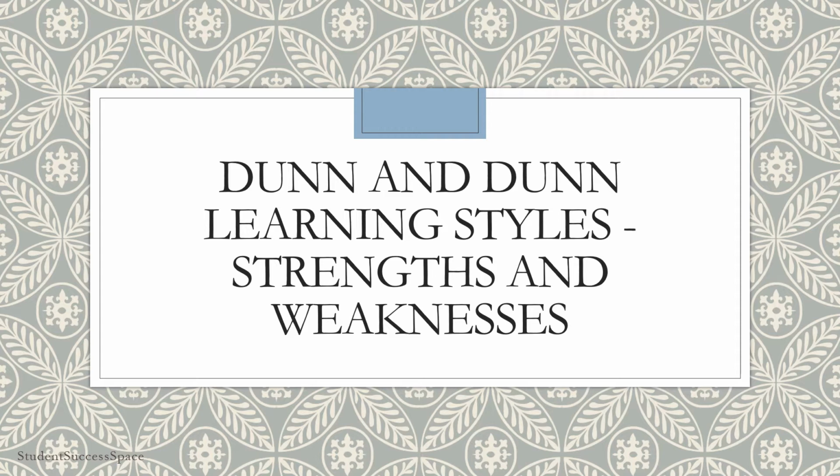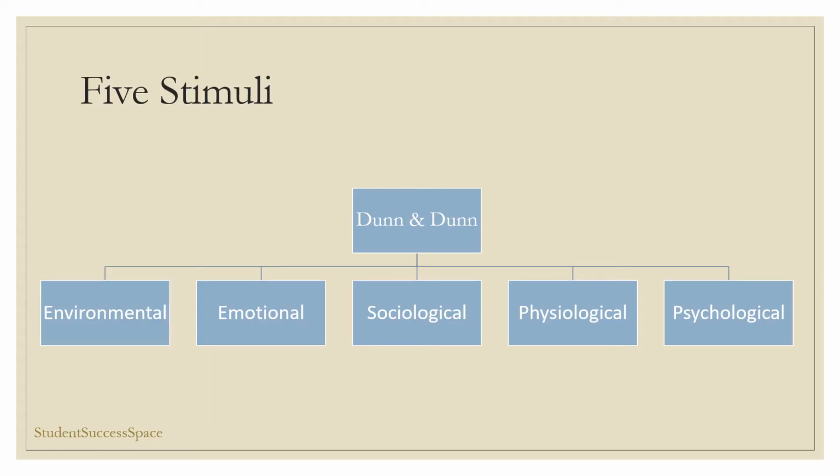The result is a learning theory that focuses on 5 stimuli and their supporting elements. The 5 stimuli are simply environmental, emotional, sociological, physiological, and psychological. Within each of these stimuli, elements are then embedded that further investigate, describe, and expound upon the stimuli. Of course, advantages and disadvantages exist for the Dunn and Dunn learning style, just as any theory has strengths and weaknesses.